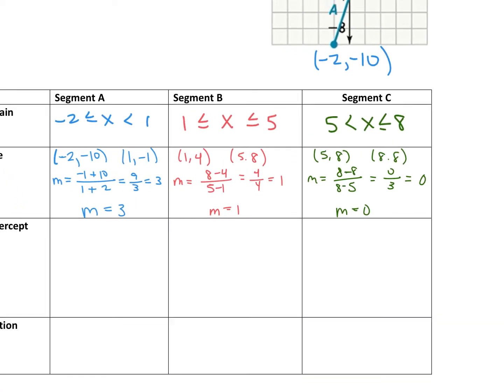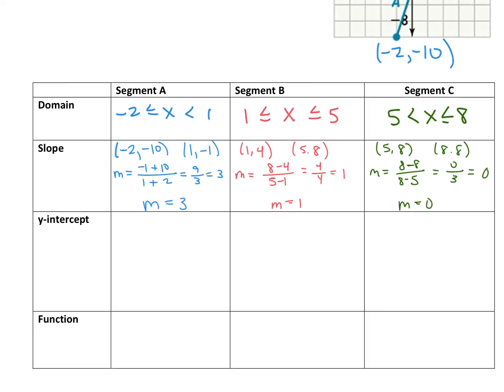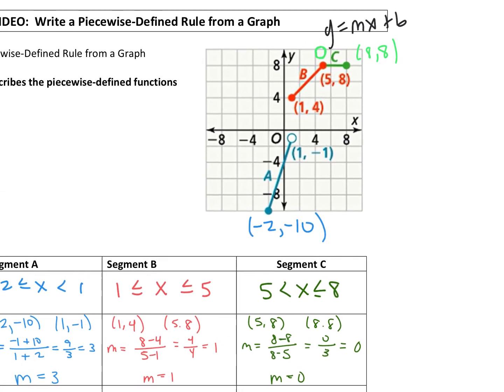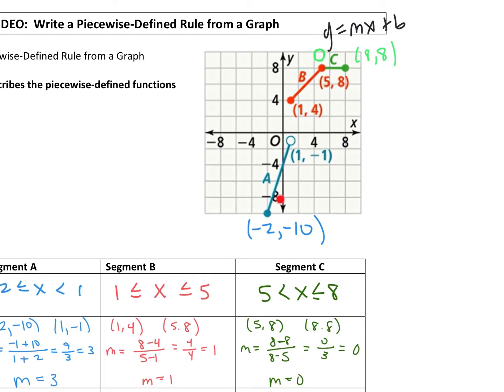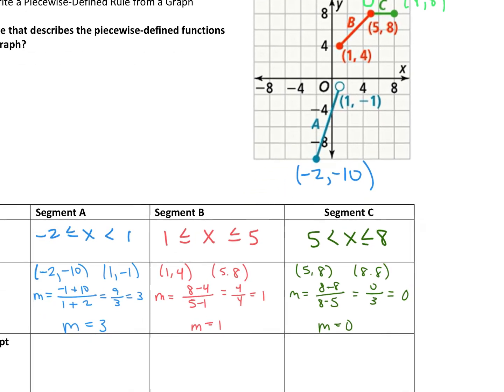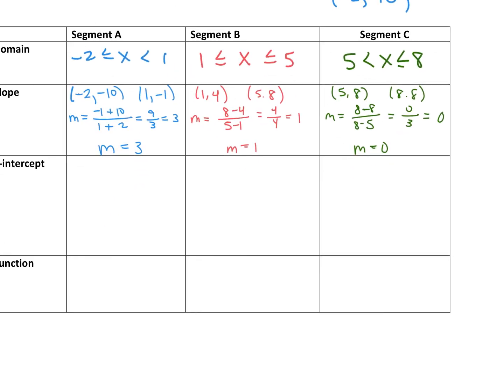All right, so now what we want to find are the y-intercepts. If you look at the graph, really the only y-intercept that we can find from the graph is in segment A. See how segment A crosses the y-axis at a negative 4. So our y-intercept for segment A is negative 4. That's pretty helpful because we have a little bit of work to do on the other ones.